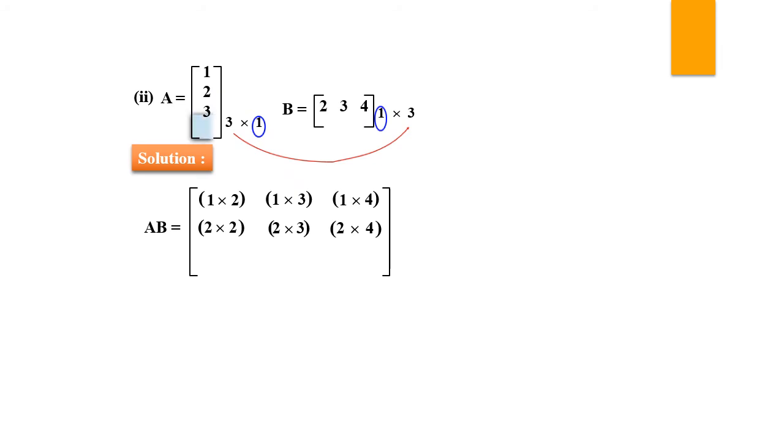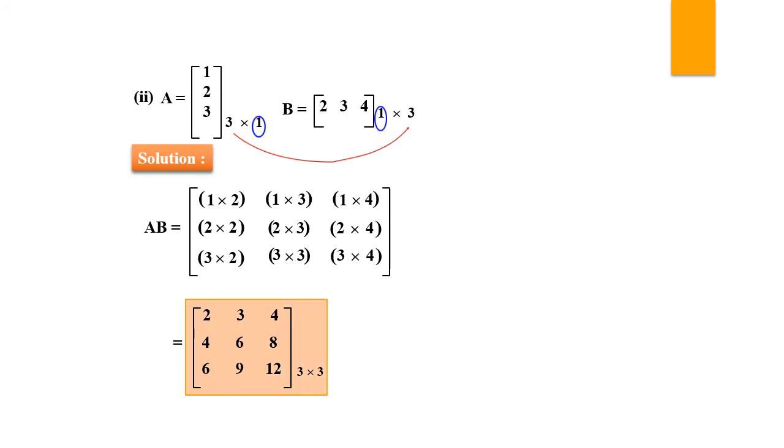Lastly, we need to multiply the element of third row with all the 3 columns of B. So we get 3 into 2, 3 into 3 and 3 into 4. On simplifying, we get 2, 3, 4, 4, 6, 8, 6, 9 and 12 as the product of A into B, and the order of A into B is 3 cross 3.